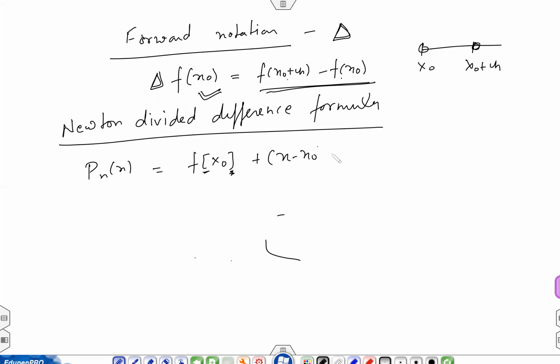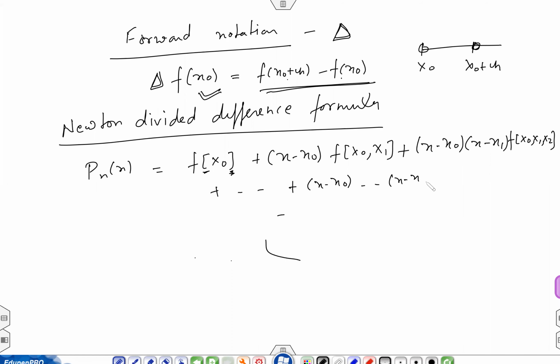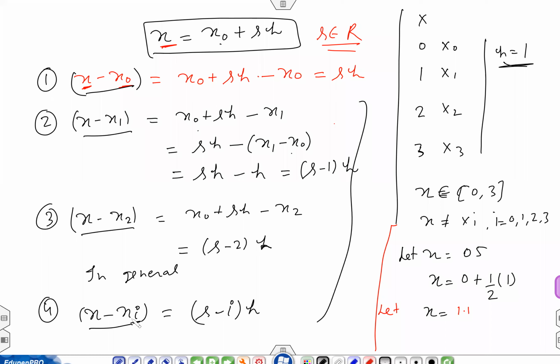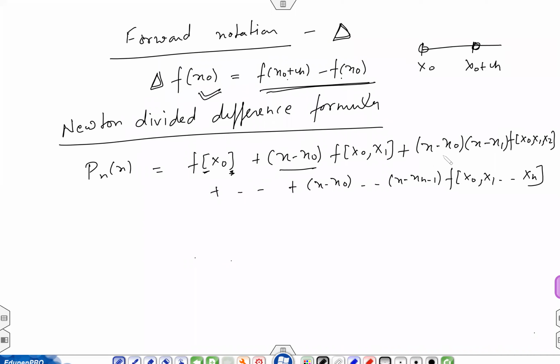So x minus x naught, f of x naught, x1; x minus x naught, x minus x1, f of x naught, x1, x2; and so on up to x minus x naught through x minus x n minus 1, f of x naught through xn. Now, these values are already computed. If you go back and see, the polynomial values are computed in terms of the h value, because we get h due to the equal difference between the data points. Now we are interested in writing the divided difference in terms of the forward operator.